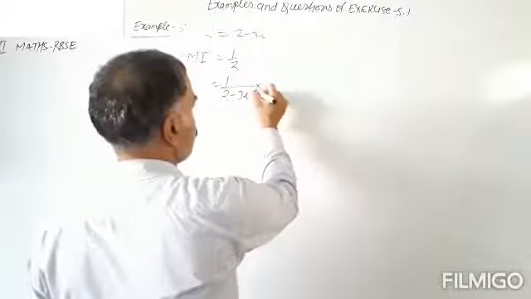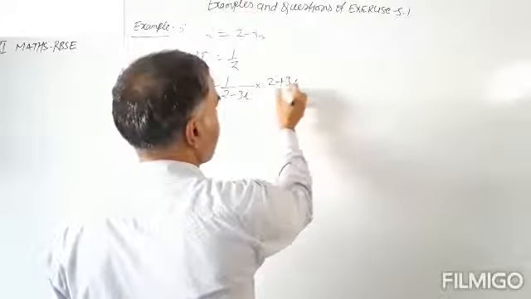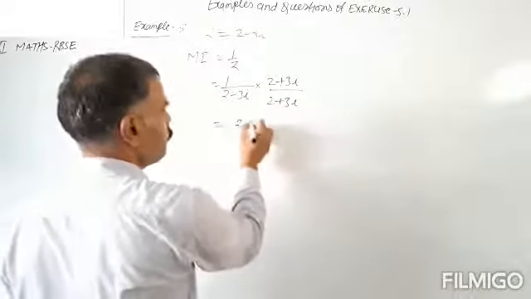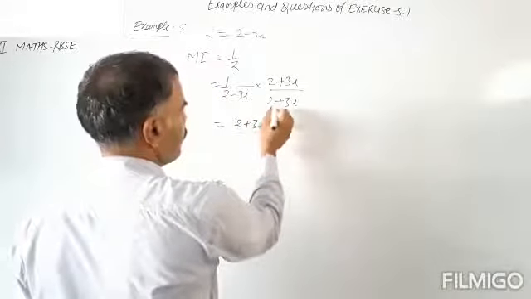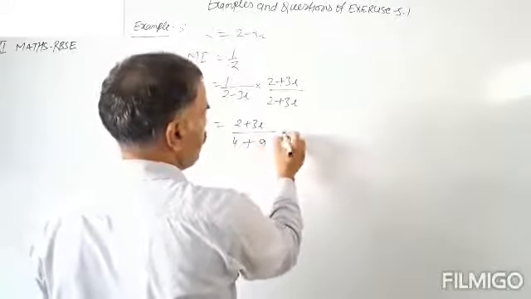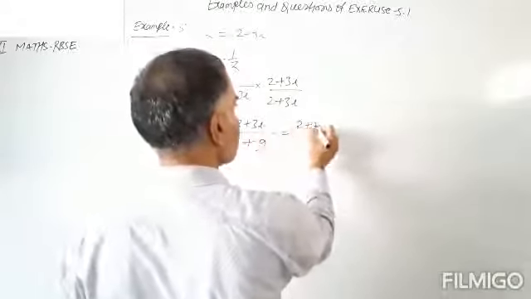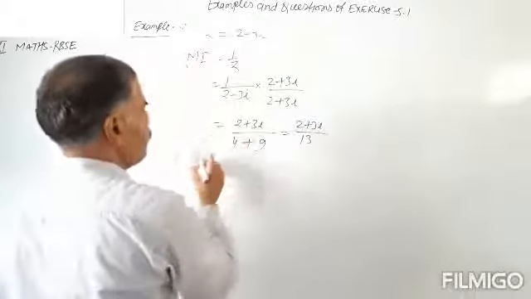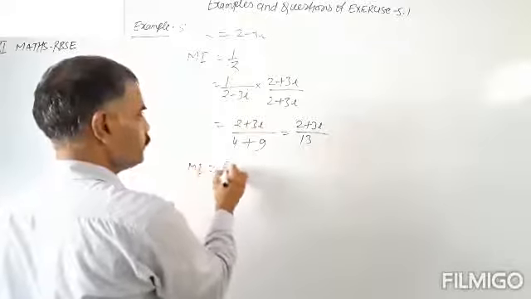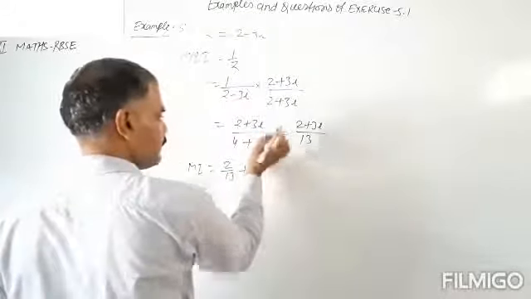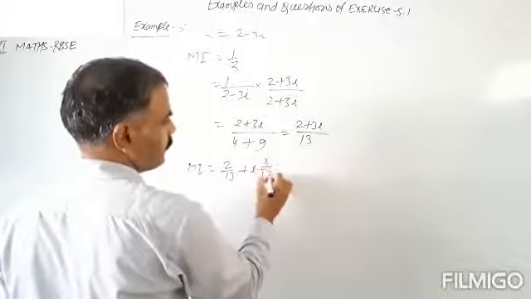The complex conjugate of this is 2 plus 3 iota, so we multiply by 2 plus 3 iota divided by 2 plus 3 iota. After multiplying we will have 2 plus 3 iota divided by 2 square plus 3 square, that is 4 plus 9, and this is equal to 2 plus 3 iota upon 13. So the multiplicative inverse equals 2 upon 13 plus iota 3 upon 13.